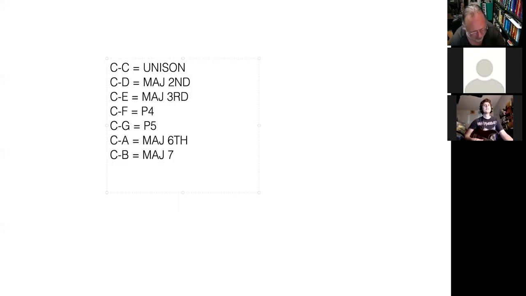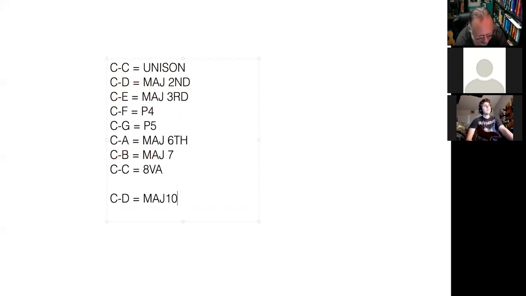All right, so C to B is a major 7. Okay, now above the octave. You got ugly orange. So now we got C to D, an octave higher. That's a major 10th. Wait, is it major ninth? Major ninth, yes, sir.